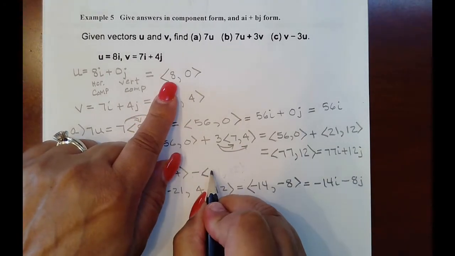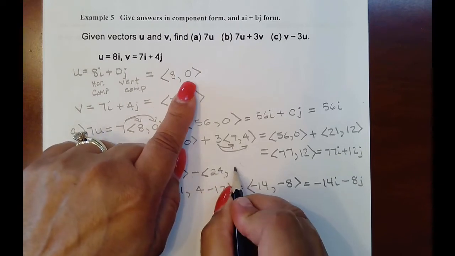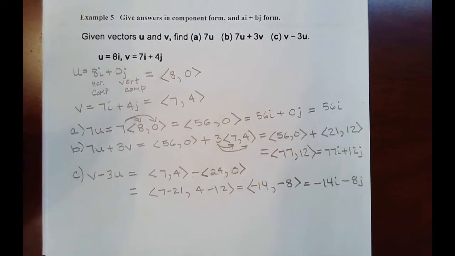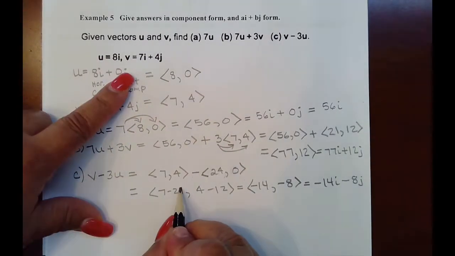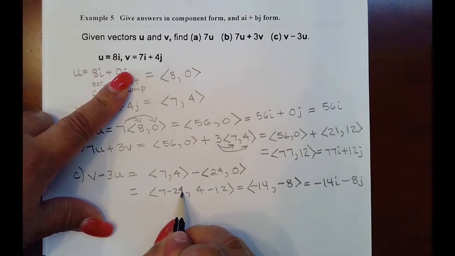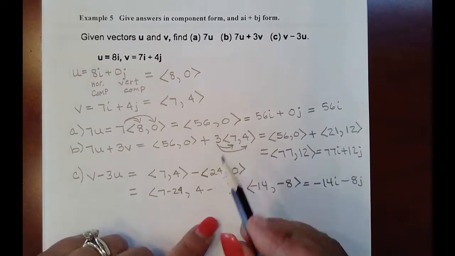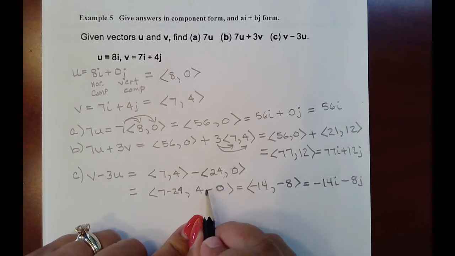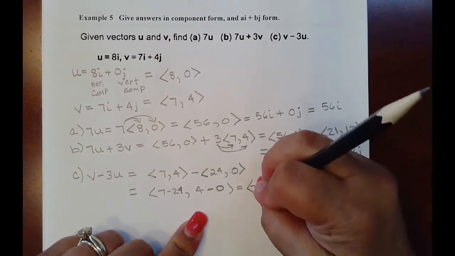3 times u would be 3 times 8, 24. 3 times 0 would be 0. So then it would be 7 take away 24, and then 4 take away 0. Sorry about that. Glad that I caught it now. So then when you go 7 minus 24, you're going to get negative 17.